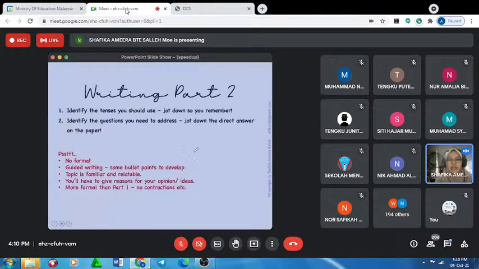You have to remember, because we want to do planning, right? If we have planned, then we will not miss any answers. So remember to always plan. Okay, so I talk about this one. There is no format, and it's a guided writing. So you will be given some points. So don't worry about not knowing what to write. You will be informed about what to write.